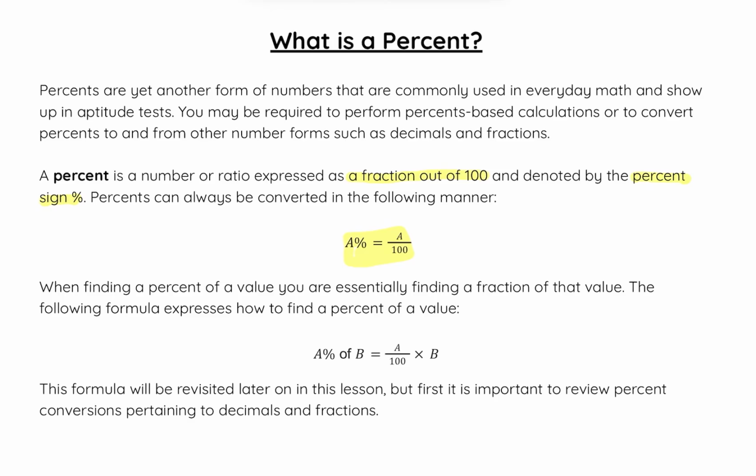When we find a percent of a value, what you're doing is you're finding that fraction of the value. So you would convert the percent to a fraction and then multiply that to the value that you're trying to find the percent of. So our formula for that is A percent of B equals A out of 100 times B. So it's the same way that you would find a fraction of a value: you would multiply that fraction to the value. It's the same thing with percents. You would just turn the percent into a fraction first and then multiply.